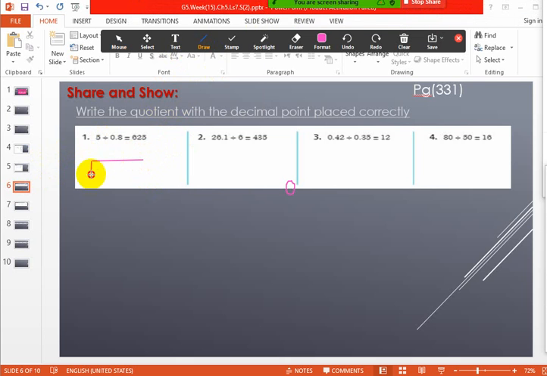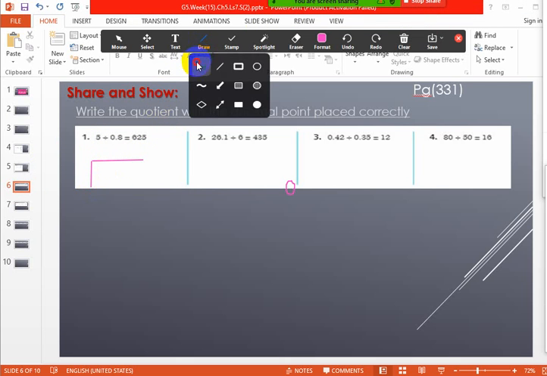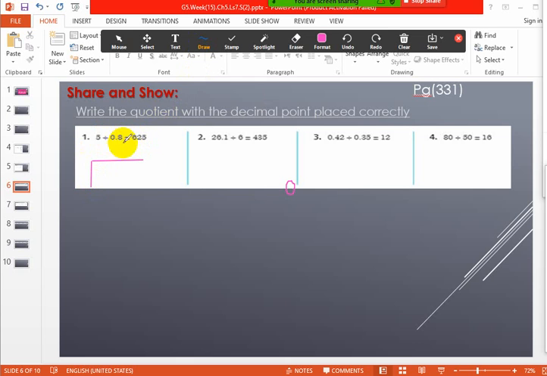Now, if we want to divide 5 by 0.8. Which number do I have to multiply 0.8 by to make it a whole number? I have to multiply it by 10, because 0.8, if you multiply it by 10, will be 8, right? So you have to multiply the divisor by 10 and the dividend also. So it will be what? 50, right? 50.